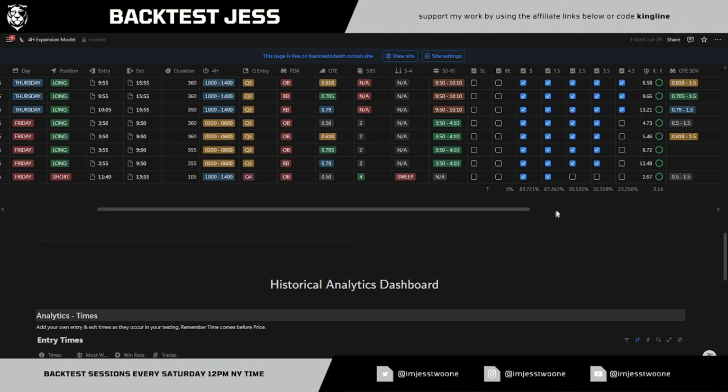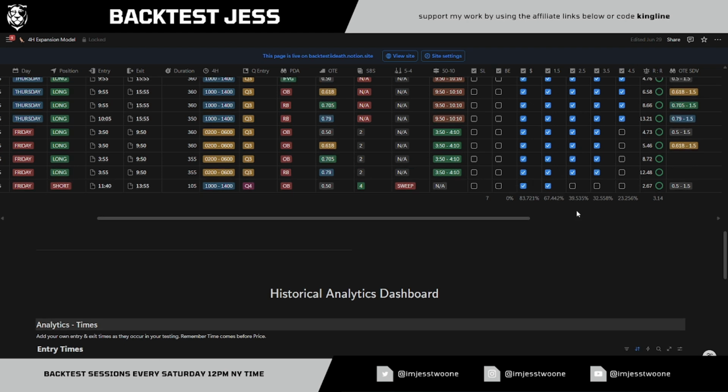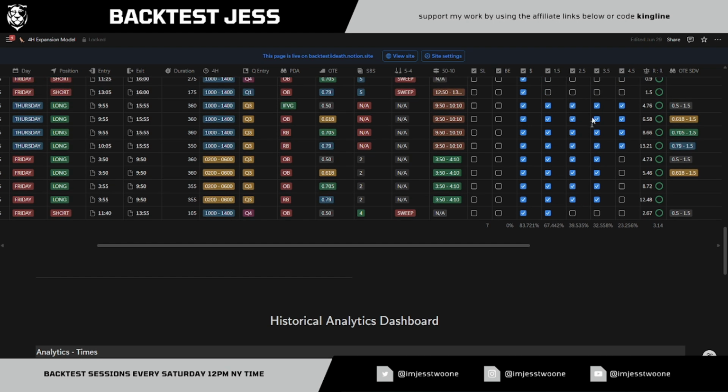So 1.5 is always the first target, and this is the way Adrian trades it: he always has one account for each of these deviations. So 70% of the time, one account is making it to profit.